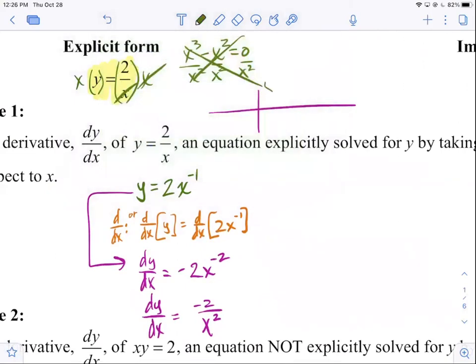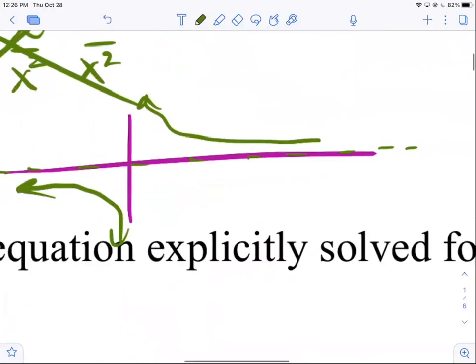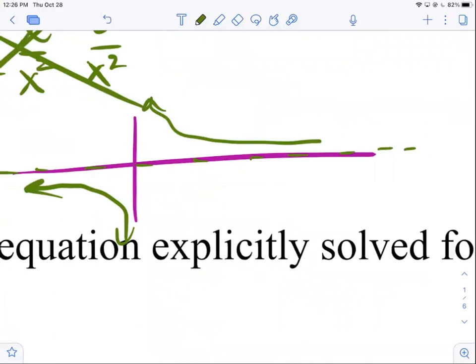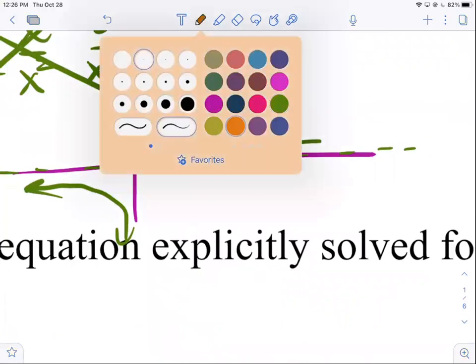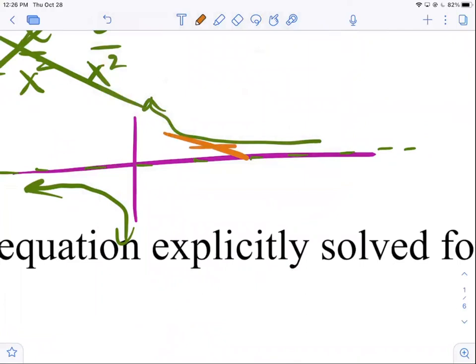2 over x is your parent function 1 over x, except it's vertically stretched by a factor of 2. So remember, it has a horizontal asymptote. What is the limit as x goes to infinity of 2 over x? What are the y values tending towards? They're going to 0, right? The y values are going to 0. What's happening to the slopes, though, as the graph goes to 0? What's happening to the tangent lines as we do that?